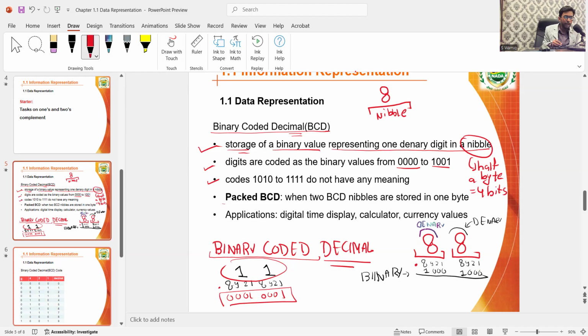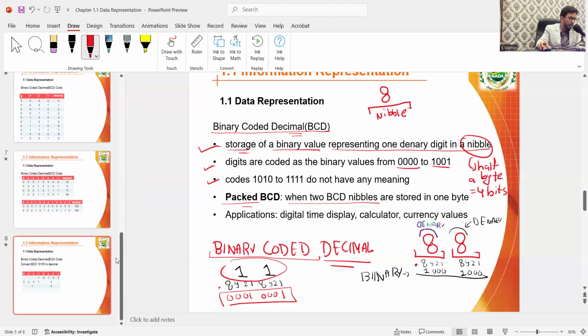A packed BCD means that two BCD nibbles are stored in 1 byte. Some of the applications of BCD numbers are digital time displays, calculators, and currency values, which can be considered BCD numbers. So I hope the concept of BCD numbers is clear to you.